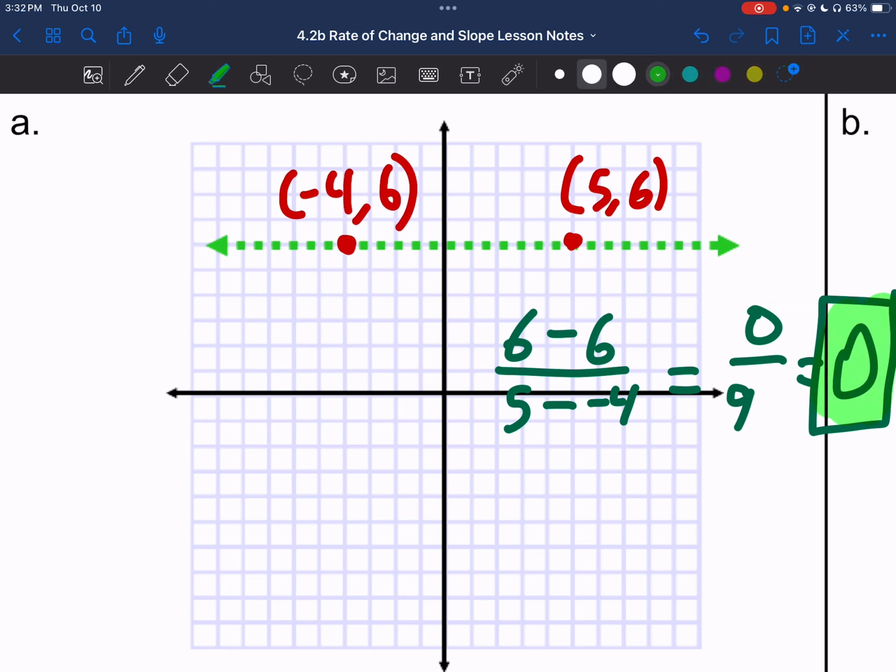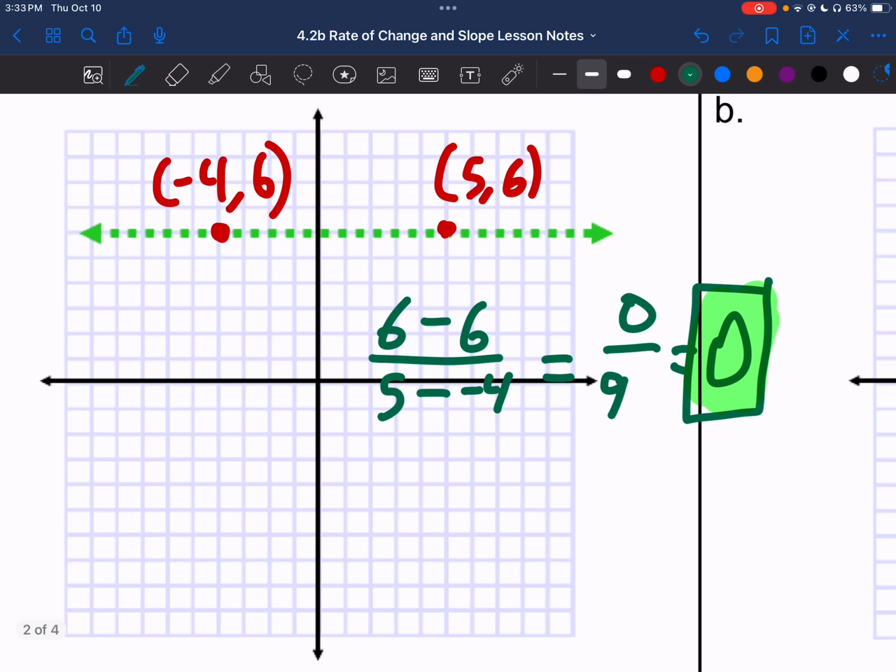This is what I am expecting you to write. If you write 0 over 9, it is not correct. I need to know that you know that 0 divided by 9 will give me 0. And we can see this also. Our run, 1, 2, 3, 4, 5, 6, 7, 8, 9. There is no rise because there's no up or down, so it's 0 and 9, 0 divided by 9.